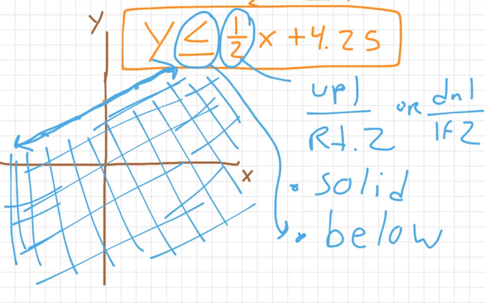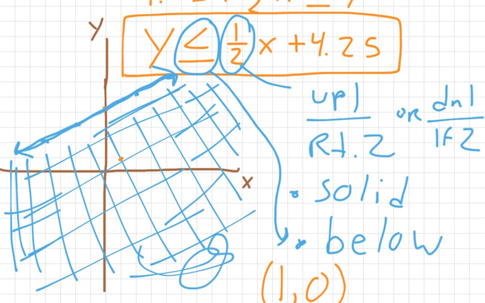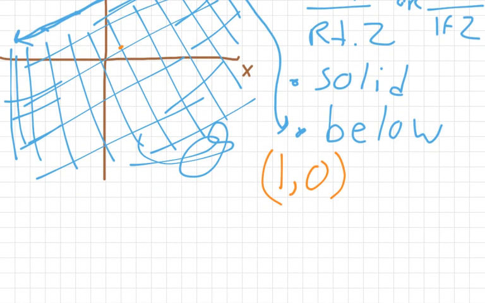So this, everything below this line, right, everything over here, even the line this time, because it's also equal to, is part of the solution set. If you wanted to, you could just plug in any point you want and it'd be true. So for example, I could plug in, let's say, the point right here. That point is 1, 0, right? X is 1, y is 0. If I plug that in right here, here's what happens. Y is 0.